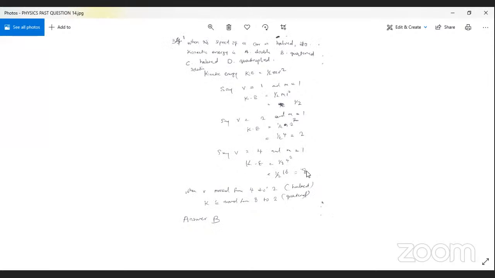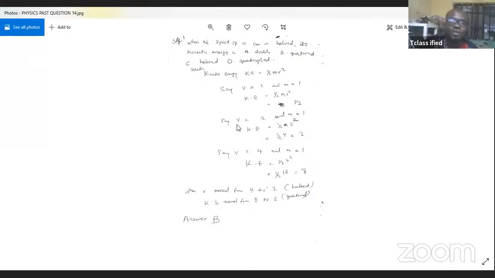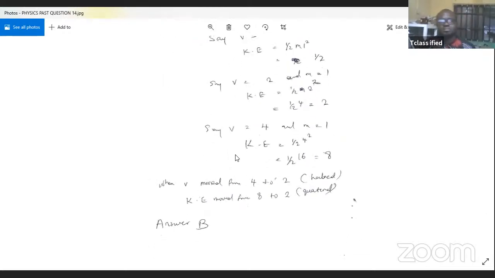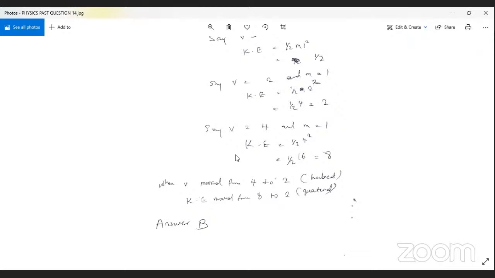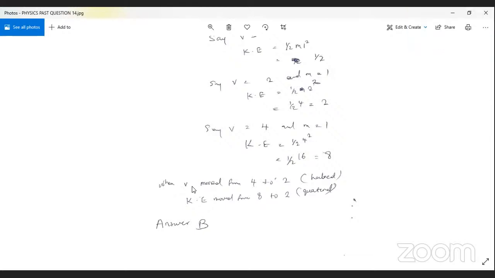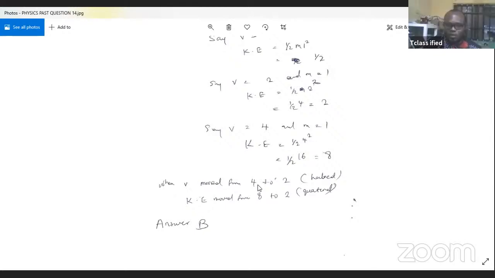The KE went from 8 to what? 2. So what's the relationship between 8 and 2? Or between 2 and 1? I mean, between 2 and half. What's the relationship? It's simply telling us that as we are moving the speed from 4 to 2, the KE is moving from 8 to 2.